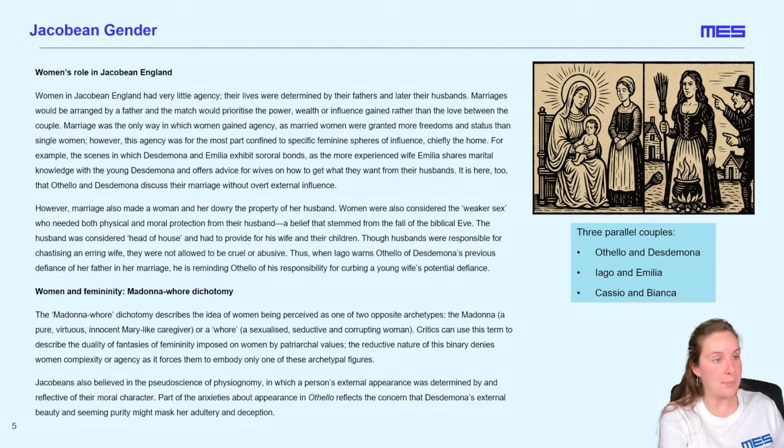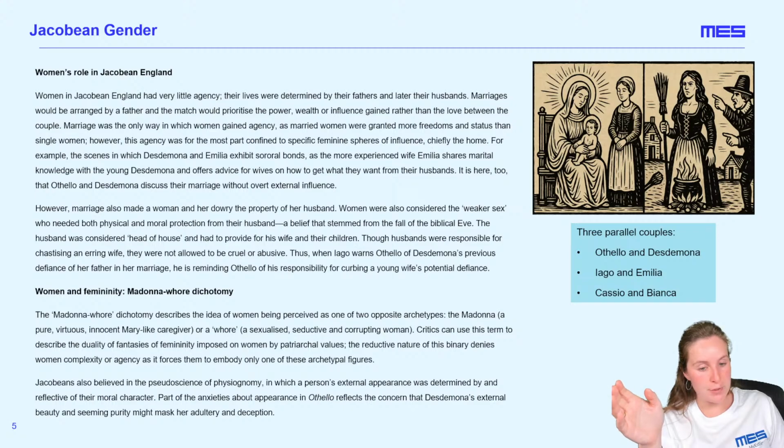But it also is really restrictive, and it's also one way. It's the Madonna, and then if there's any transgression, etc., then they fall, using the language of biblical Eve as well, into this idea of the whore. And we can see that this is the trajectory that Desdemona takes in Othello's mind, despite being innocent.